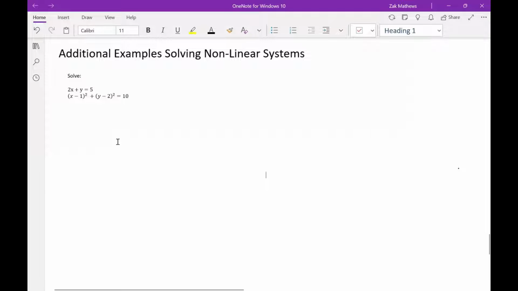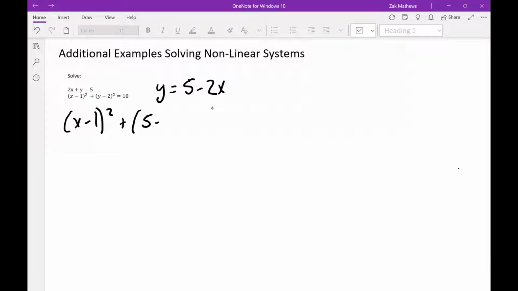The first one is definitely going to be the easiest to solve for because we don't have those squares on it. On top of that, the y, I believe, is a little bit easier to solve for because I just have to subtract that 2x over. We could also solve for the x. That would require us to subtract the y and then divide by the 2. I don't want to deal with fractions, so I've just chosen to solve for the y. Now that I have an equation for y, I'm going to plug in (x minus 1) squared plus (5 minus 2x minus 2) squared equals 10.